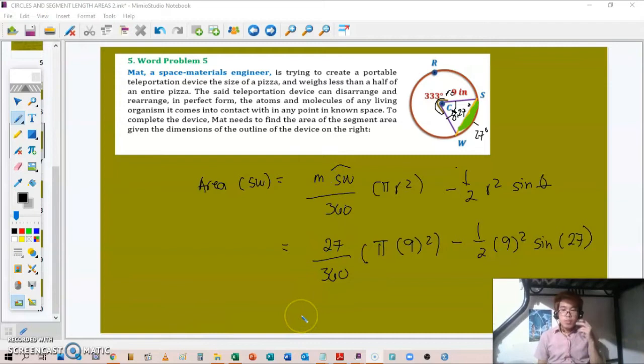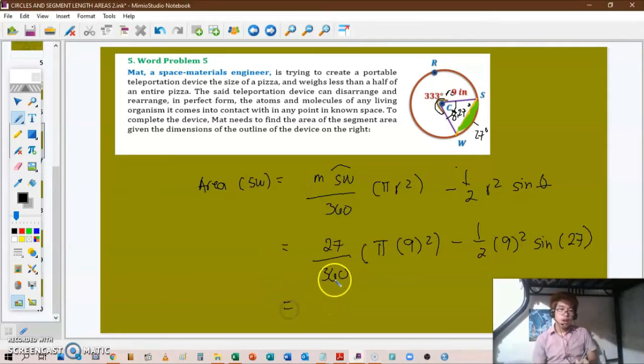Okay, so moving forward with our problem here, let's get our calculator to solve for the area of the sector. That's going to be equal to 27 all over 360 multiplied by 81 pi. That's going to give us 19.085. Then we have to subtract that from 81 divided by 2, then sine of 27.